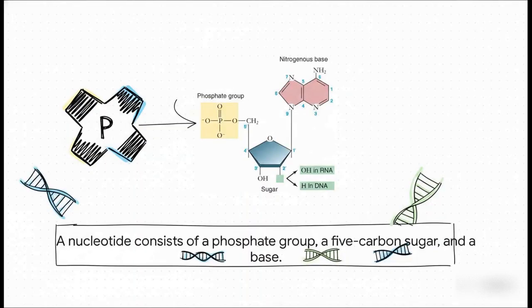Here you can see how it all fits together. It's made of just three simple parts. You've got the phosphate group, a 5-carbon sugar right in the middle, and then the all-important nitrogenous base. Now, what's really fascinating is how tiny little changes in these parts create the two different kinds of nucleic acids we're going to talk about.